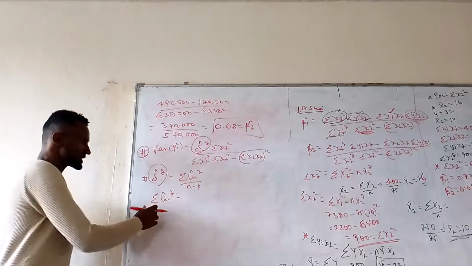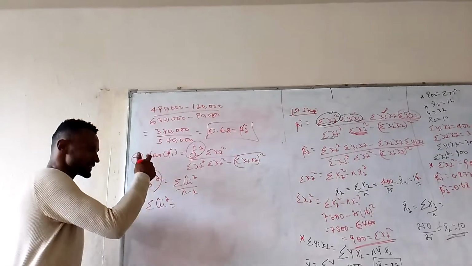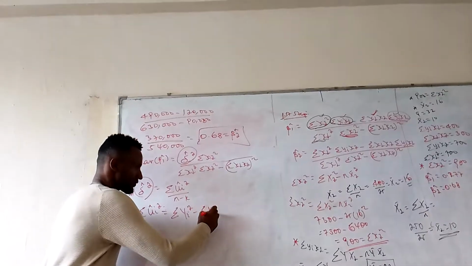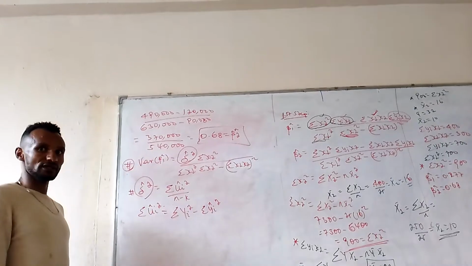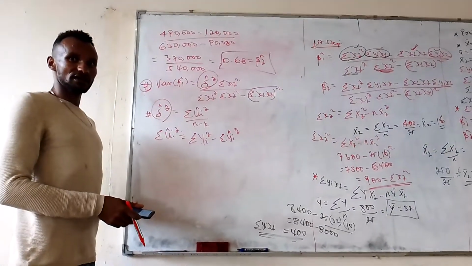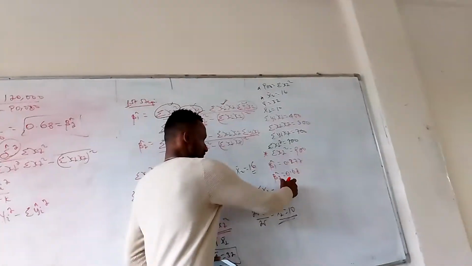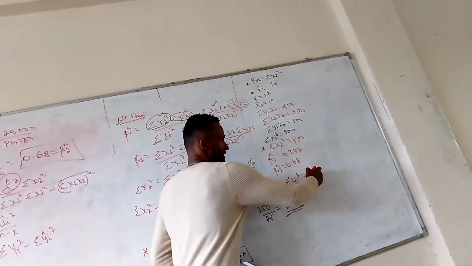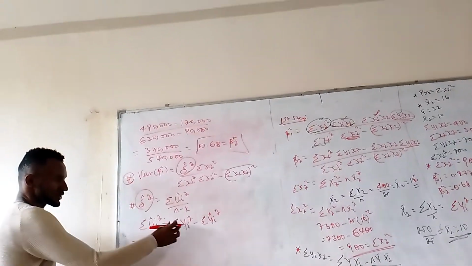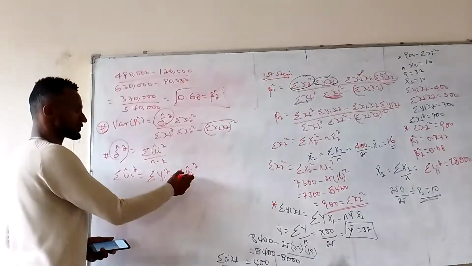By using the general formula, the summation of ui hat square, the error term square, is the summation of yi the whole square minus the summation of yi hat the whole square. This value of the summation of yi square is the same as what we have from our population data, which is 28,000. So it is 28,000 minus the summation of yi hat square, but we still have no value for that.